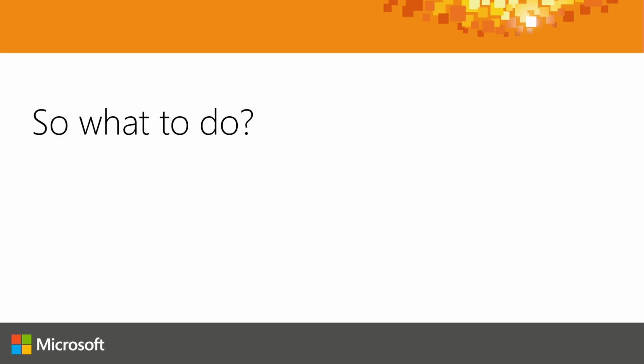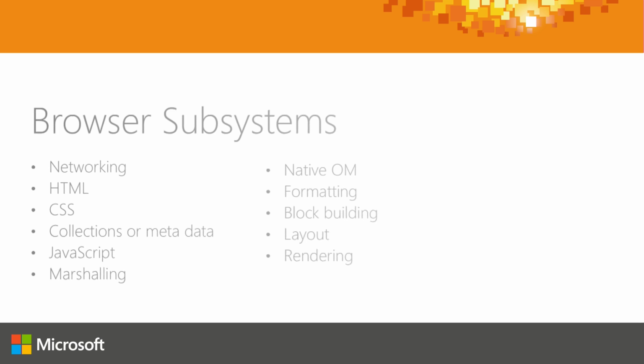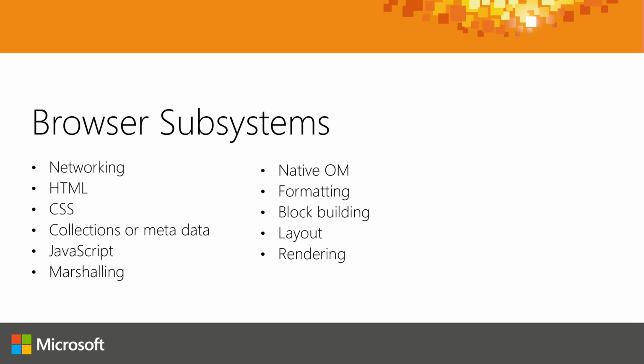So what to do? Well, before we answer that question, we need to look at how a browser is actually constructed. A browser isn't just one application. It's an application that's made up of a number of different subsystems. And these all work together to go and retrieve and monitor and render your page. So I've illustrated some of the main ones here, and pretty much every browser will have some sort of set of these types of subsystems.